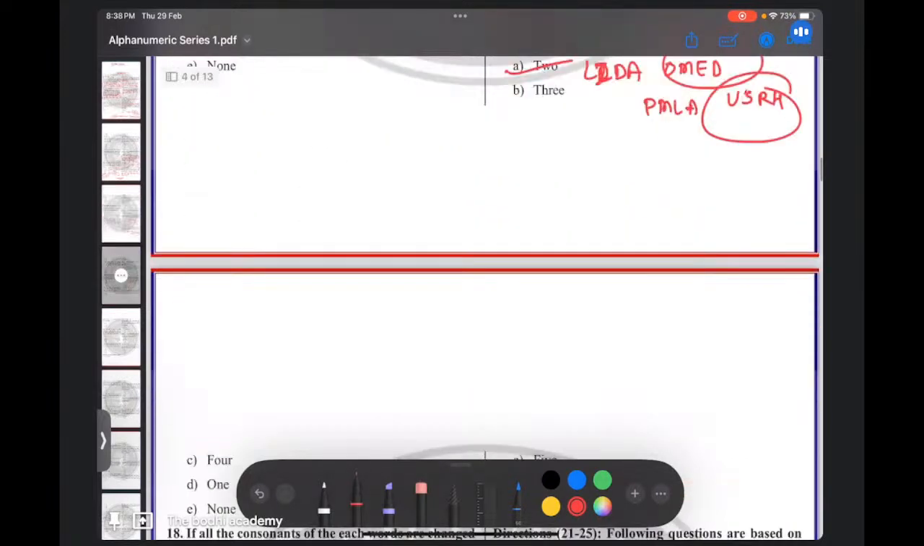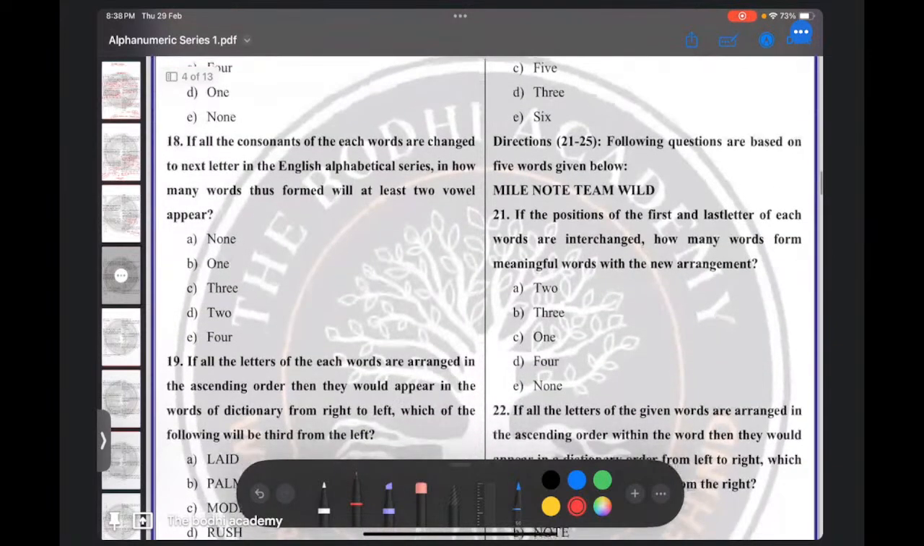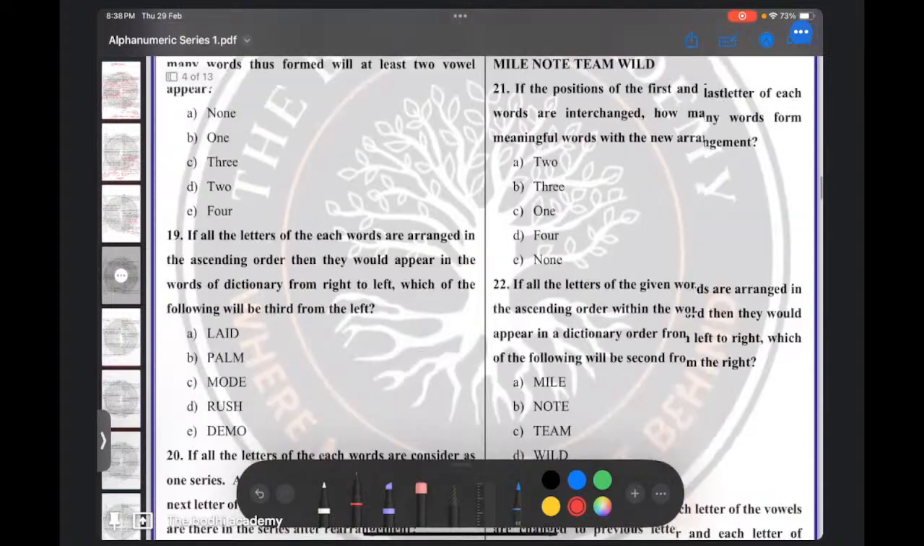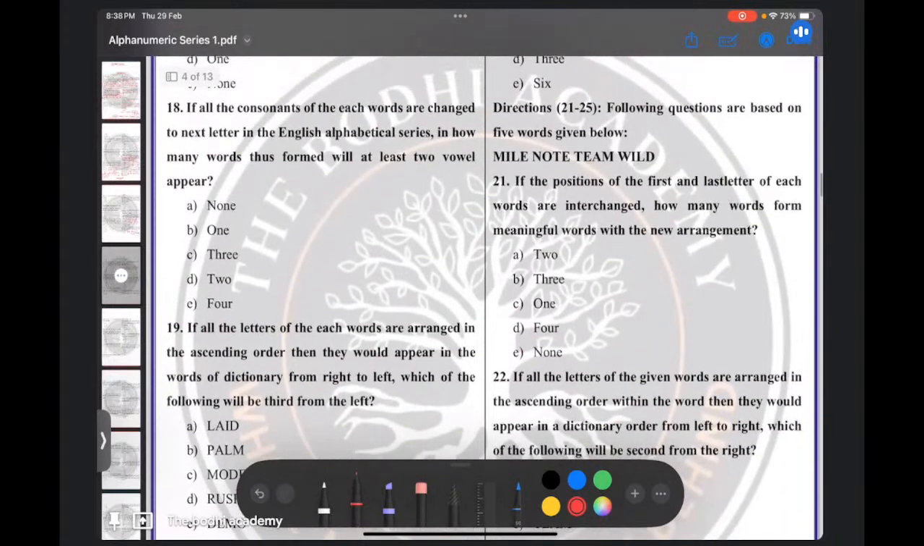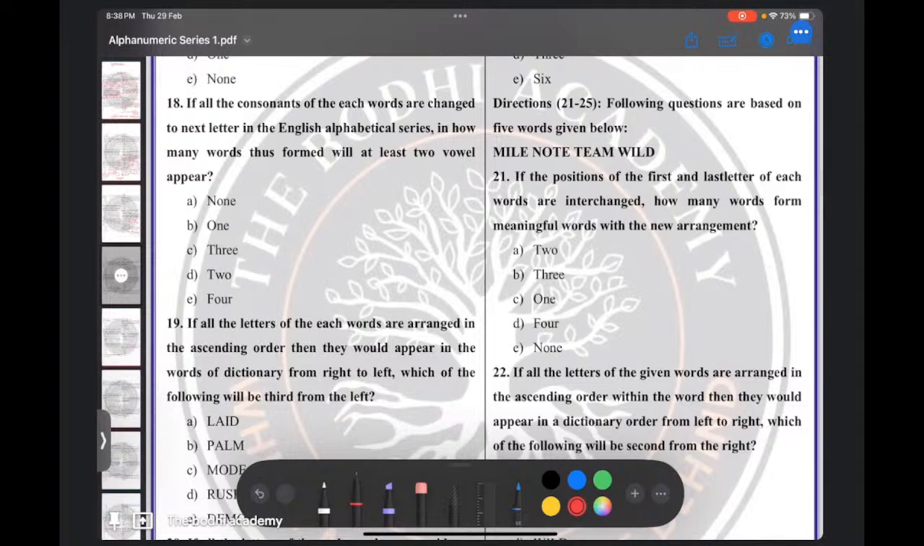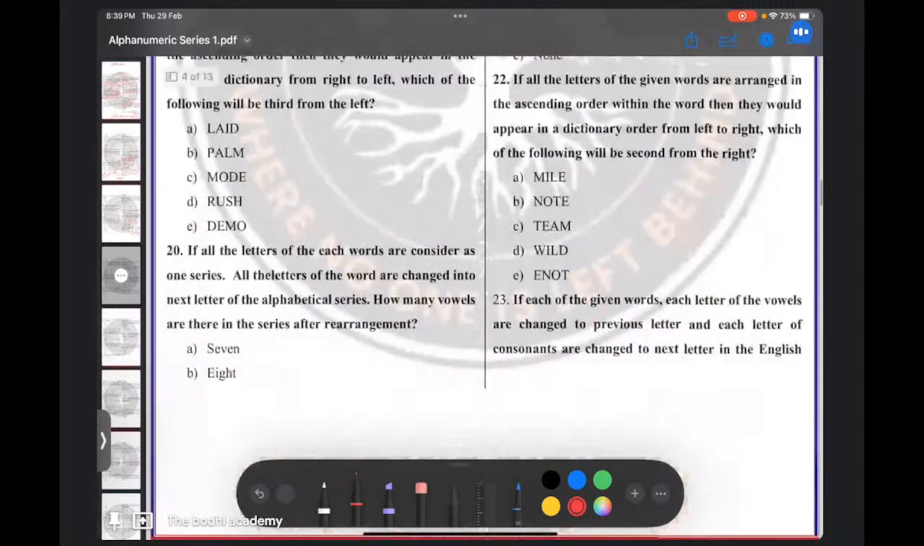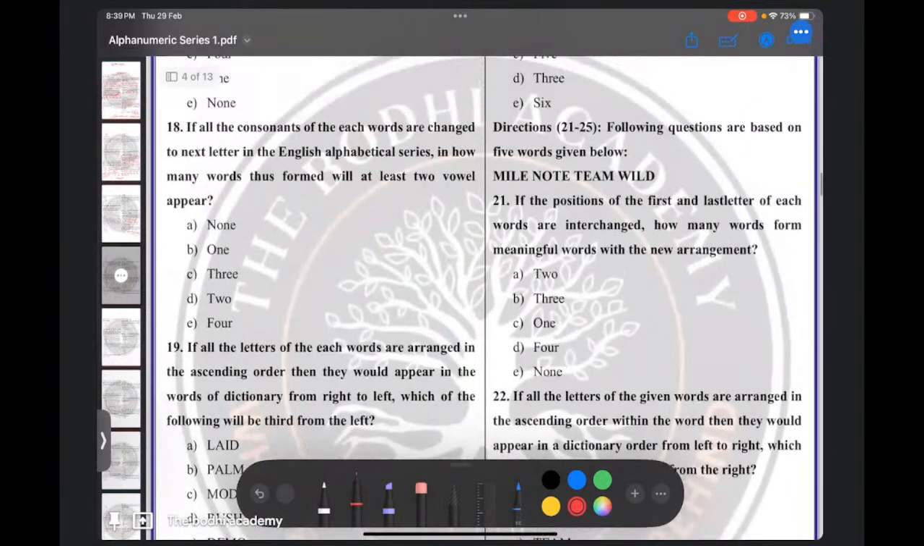Now, take the screenshot of question number 18, 19, and 20. This is 18, 19. No, 20 is this one. 21 I'll do. Now, if the position of the first and the last letter of each word are interchanged.